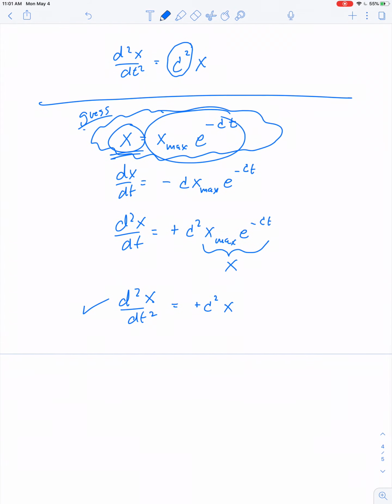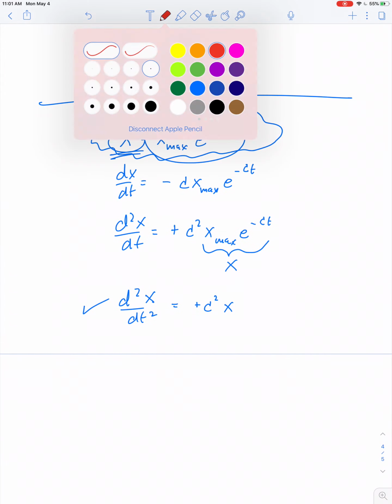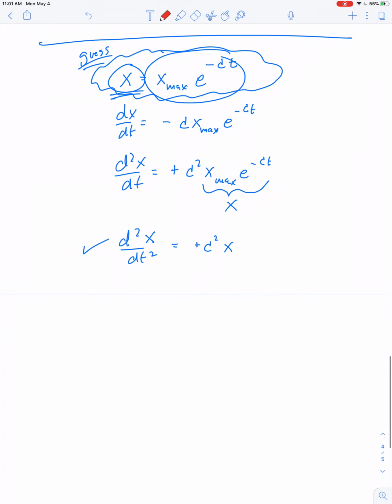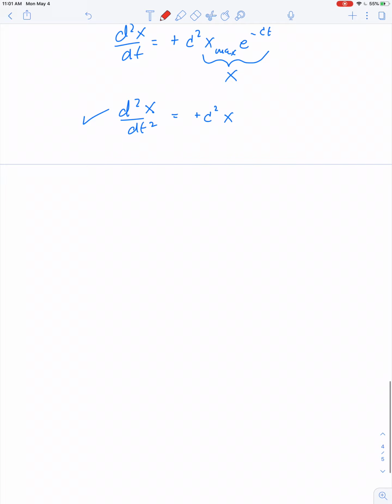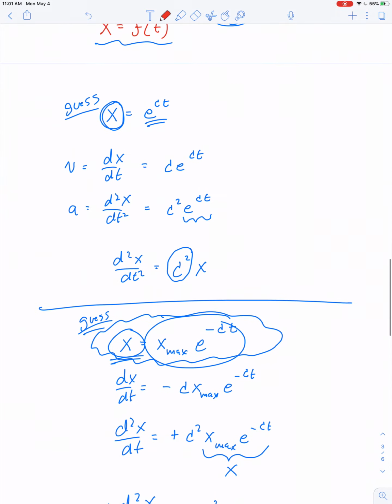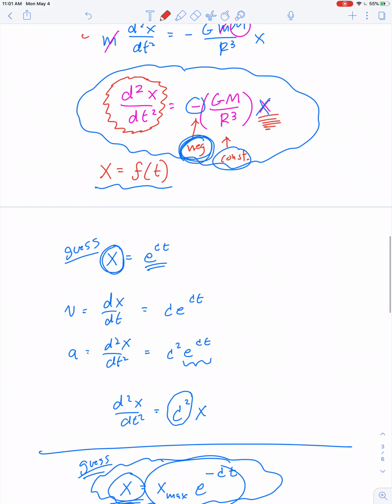So maybe you can make a better guess. Some of you might be a step ahead of me on this one. If you've taken any courses in differential equations, then you know how this proceeds. We're just going to keep guessing until we find a guess that satisfies this kind of relationship.